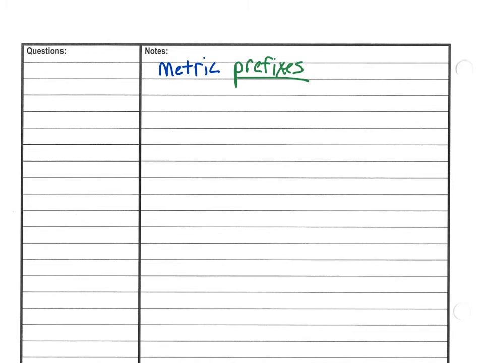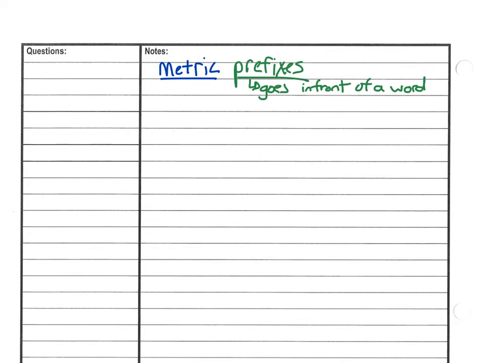This is something that goes in front of a word like con or un or pro that changes the meaning of the word just a little bit. So it goes in front of the word. Metric prefixes go in front of the word also. Metric is a little bit different.